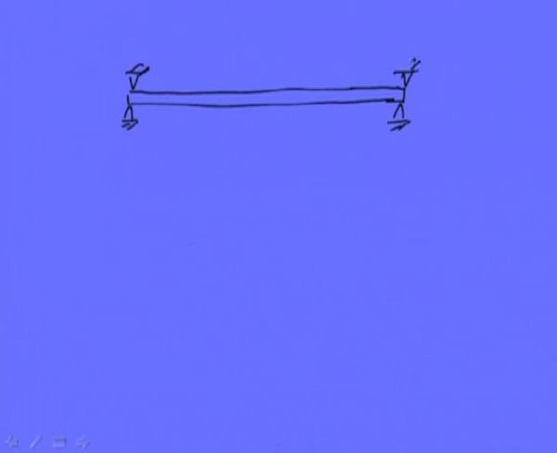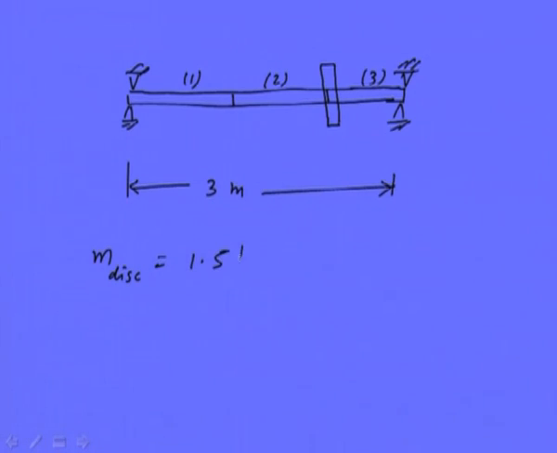The dimension of this is exactly the same as the previous example in which we had a 3 meter beam. Only difference here is that I am also dividing this into 3 elements, but we are keeping a disc at the third element, and this disc is having a mass of 1.5 kg.